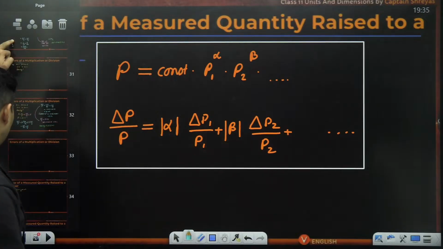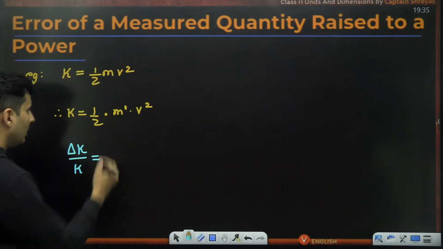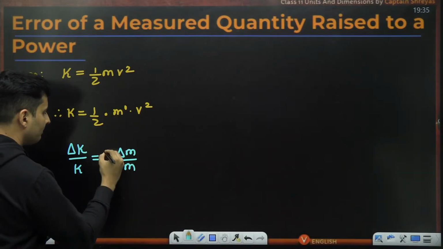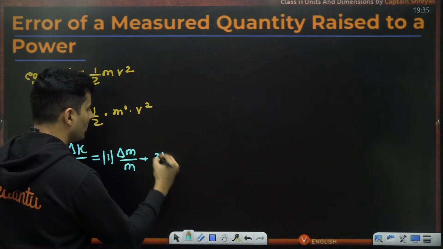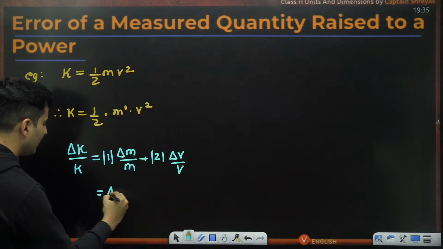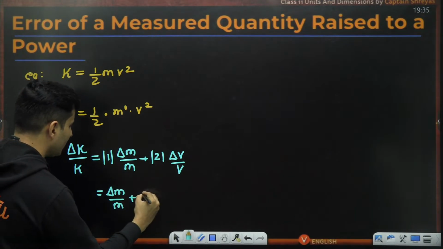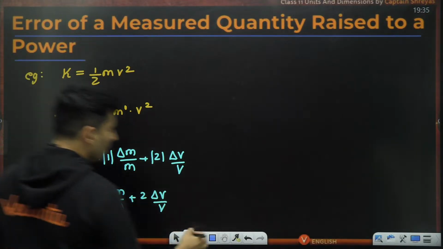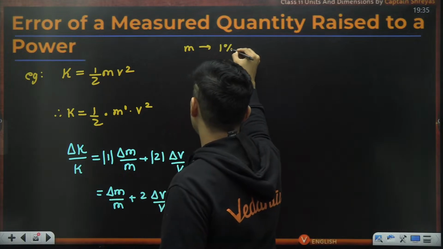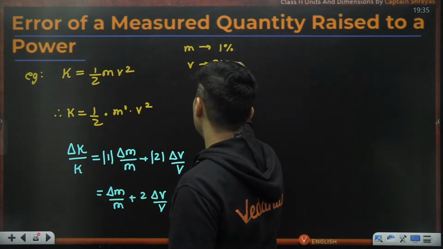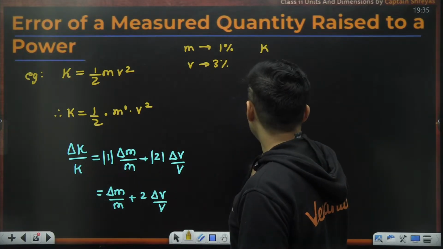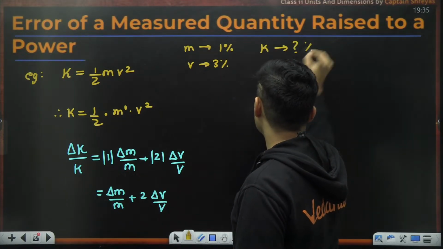They are not even coming in the formula. Just write down over here mass relative error. Okay. Power is 1 plus power is 2 and velocity relative error. That's it. That is the answer. So it will be nothing but delta m by m plus 2 times delta v by v. So say for example, it was given that the mass has 1% error and the velocity has 3% error. Then can you find the kinetic energy error? How much percentage error is there?